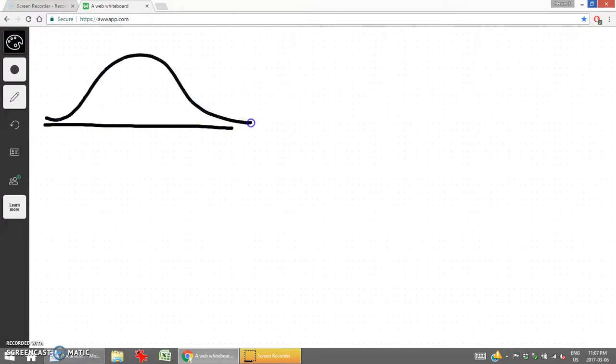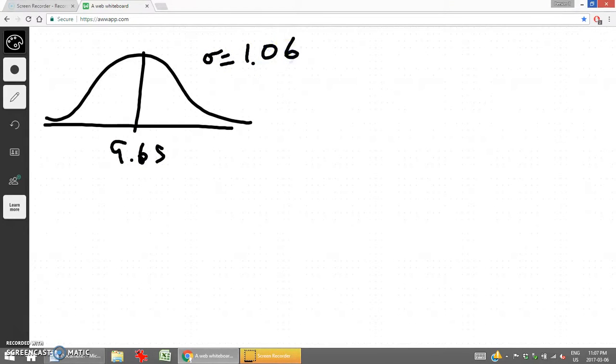But let's start off with the normal distribution graph. There is our average, 9.65. It has a standard deviation of 1.06. We want to know the 95th percentile. What weight would be included in this 95th percentile? So for the 95th percentile, percentiles again start from the very far left. This area here is 0.5. So we know that the 95th percentile is going to be on the right side of the distribution. We're going to put it right there. We want to know that weight.